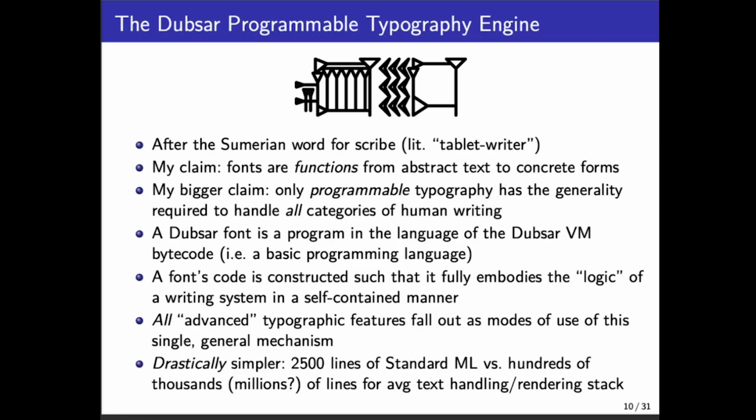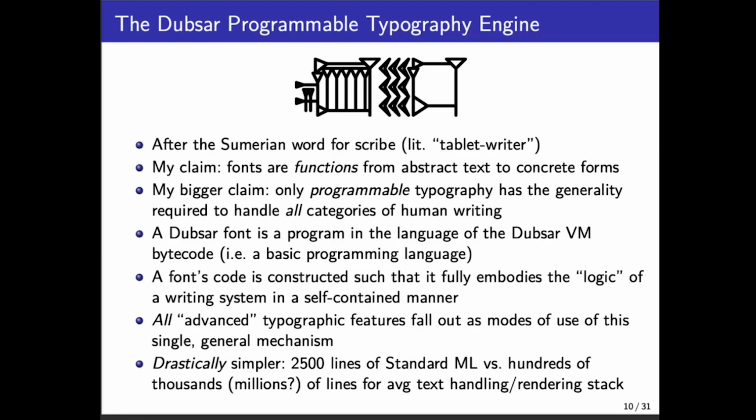But my bigger claim is that only programmable typography has the generality required to handle all categories of human writing. And I do think I mean that in a somewhat formal sense. If you think about the Church-Turing thesis, anything that is computable is going to be equivalent to a Turing complete programming language, if that terminology is meaningful to you. So we might as well just bite the bullet and make it a programming language from the get-go.